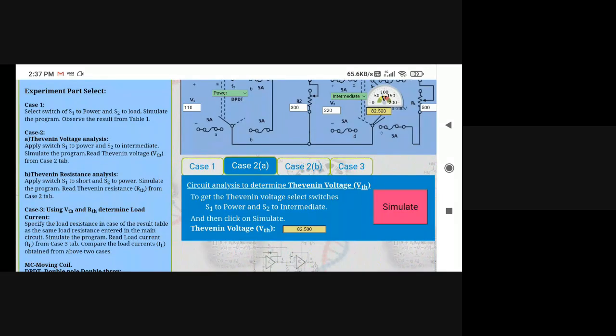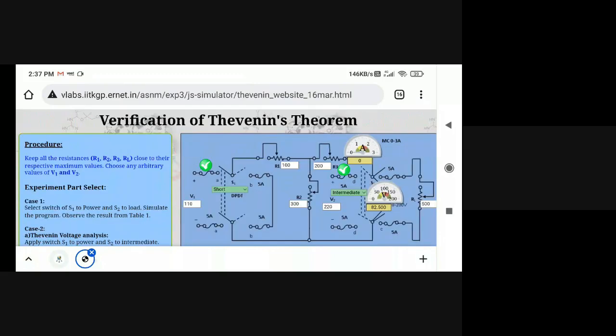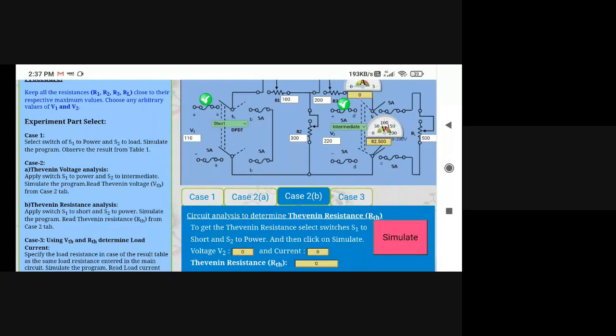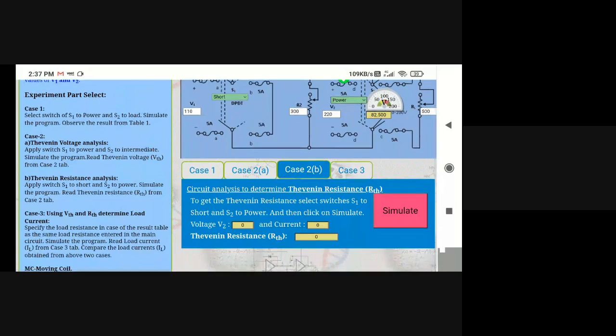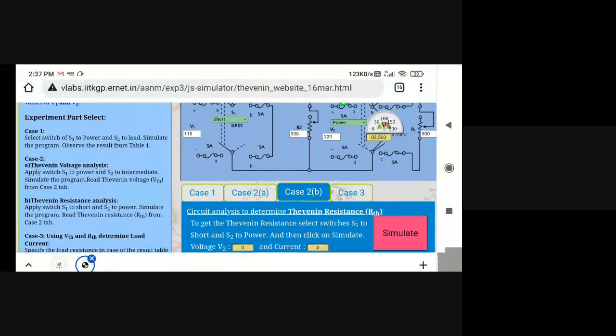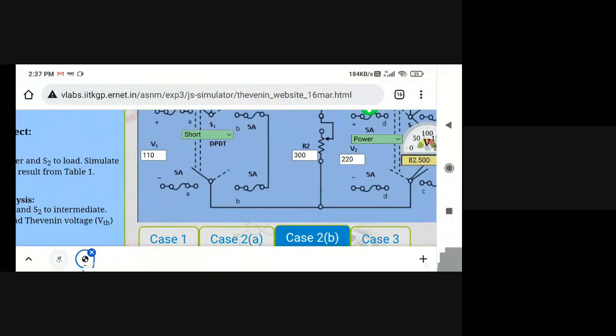Now while calculating RTH, what do we have to do? We have to short the 110 volt source. Theoretically we can calculate, as I have shown you on the whiteboard, that you have to short both sources and then directly you will get the value of RTH. But practically it is not possible.